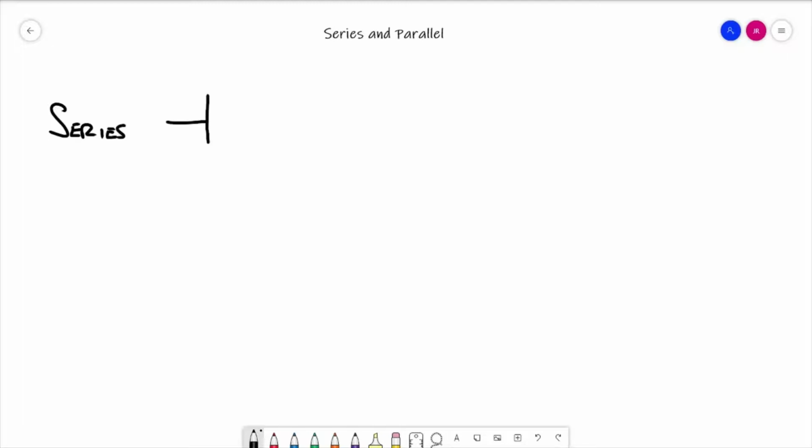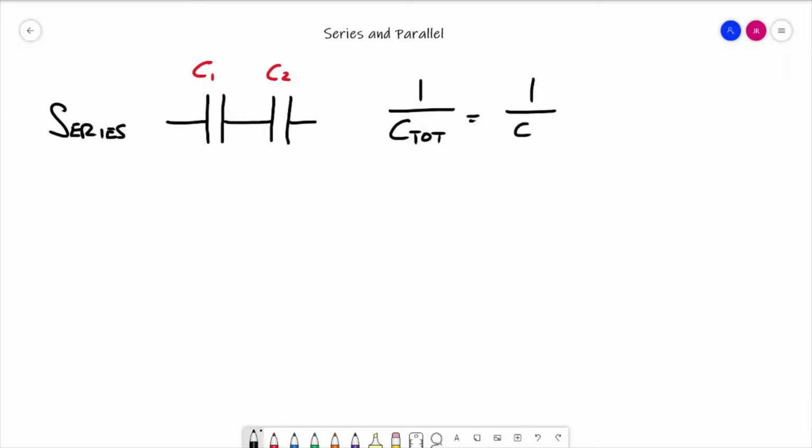So let's take our two capacitors. Obviously we can do this with more than two capacitors, it's just easy to do with two at first. So we have C1 and C2. When we have capacitors in series with each other, we use the reciprocal equation. So 1 over the total capacitance is 1 over C1 plus 1 over C2. And of course, if you have a third capacitor, you just add 1 over C3, etc.